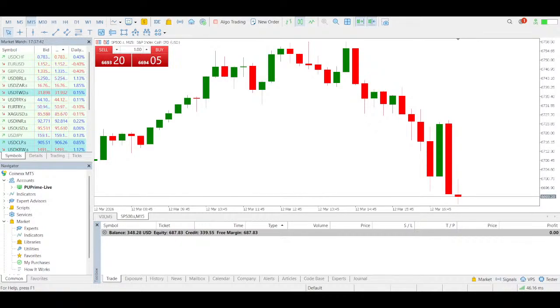Yeah, I don't want to risk too much of this account. I may have to close the trade because I have not seen what I'm looking for.